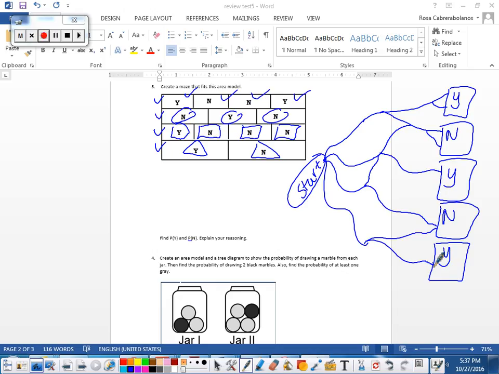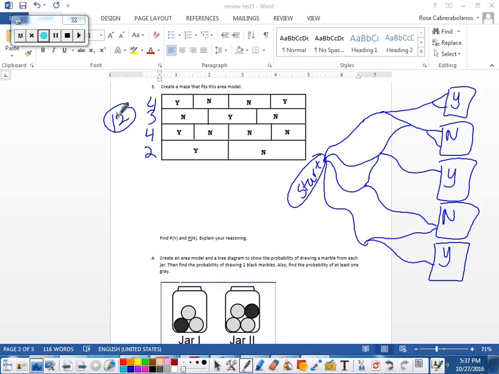Now I need to find the probability of yes and no. I'm going to erase this over here. Probability of yes and no. I have a 4, a 3, a 4, and a 2. The least common multiple of 4, 3, and 2 is 12. That means each of those rows is going to have to be divided into 12.